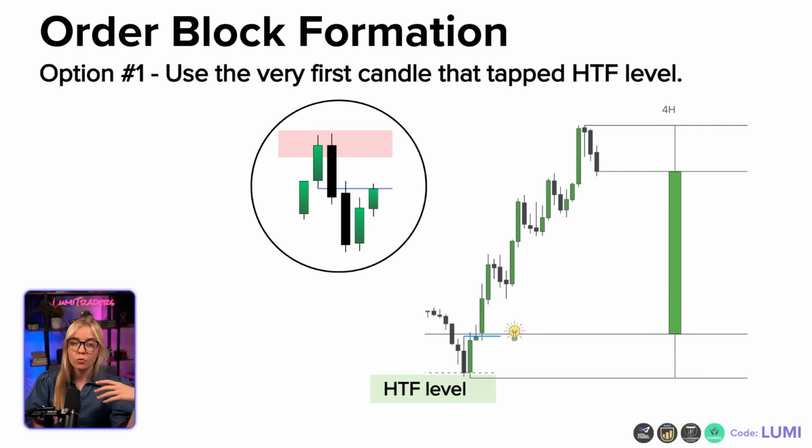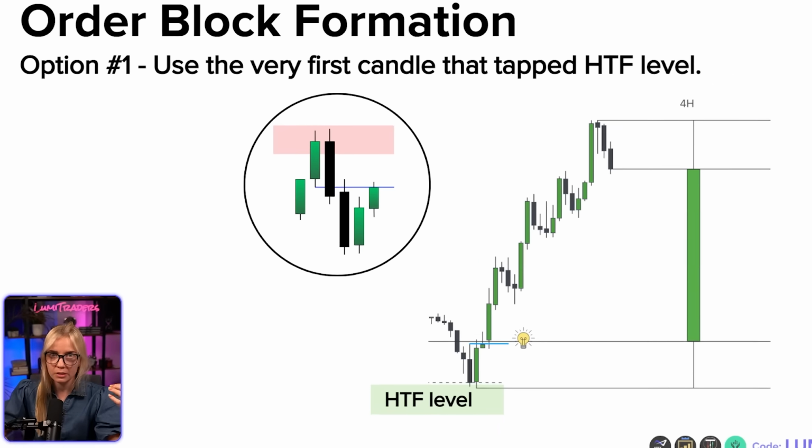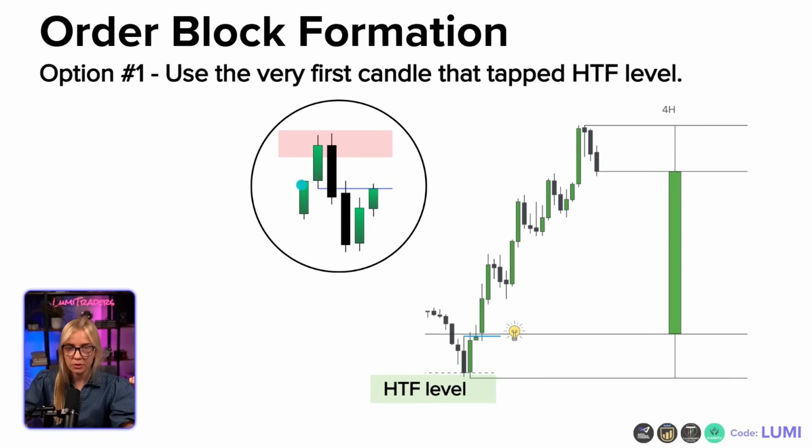So my model is based on order blocks, and before diving into this model, it makes sense to talk about how to spot order blocks. I mentioned in my previous videos that we have two options to spot an order block. Option number one is to use the very first candle that tapped into a high time frame level. For example, let's say we traded into a high time frame level over here, right? What we can see is that the very first candle that touches the fair value gap was the second up close candle. At this point, I can use this second up close candle as my order block.